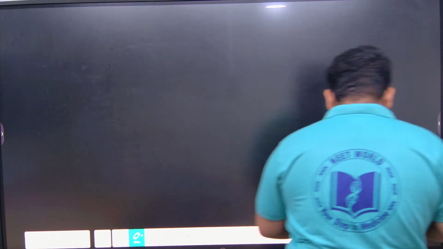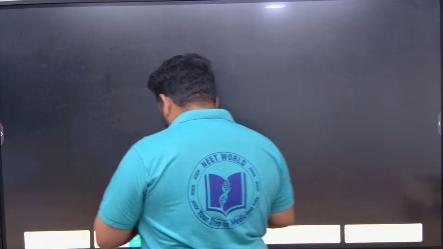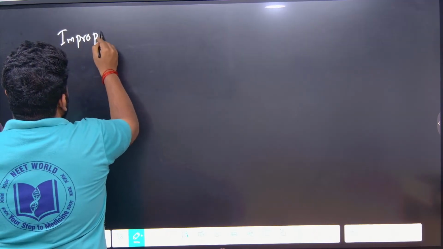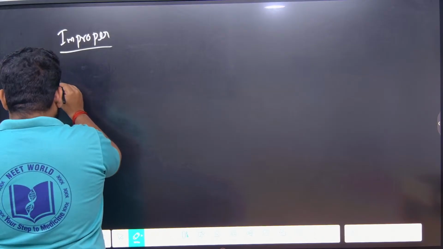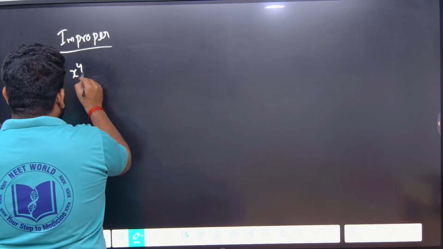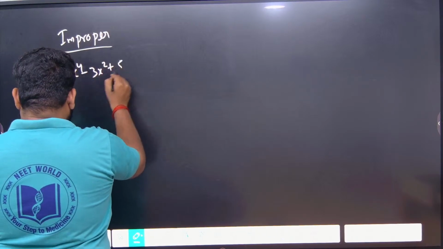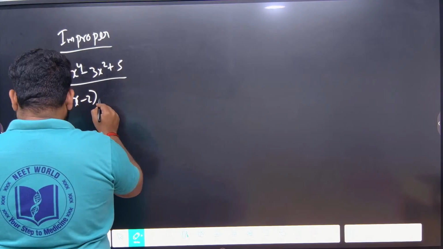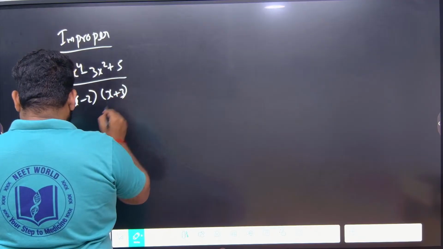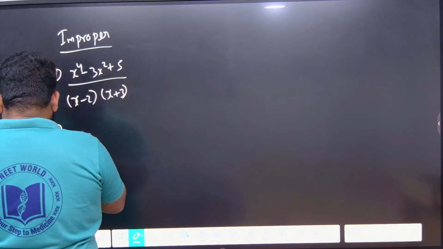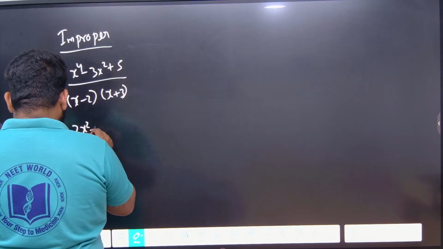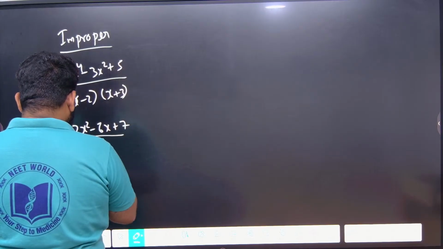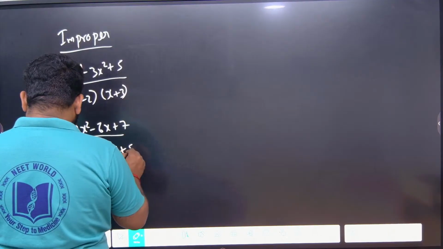Here, two important key points you have to remember when we talk about improper fractions. Here also definitely you can apply the shortcut directly. Let us take an example: x power 4 minus 3x square plus 5 divided by x minus 2 into x plus 3. Second one: 2x square minus 6x plus 7 divided by x plus 3 into x plus 5.